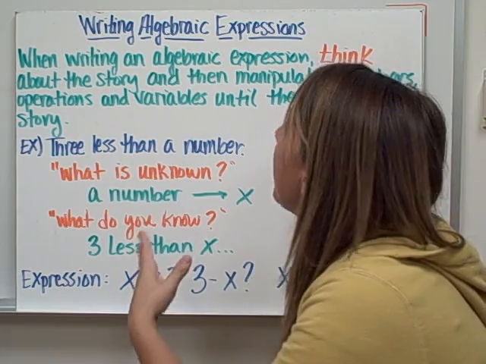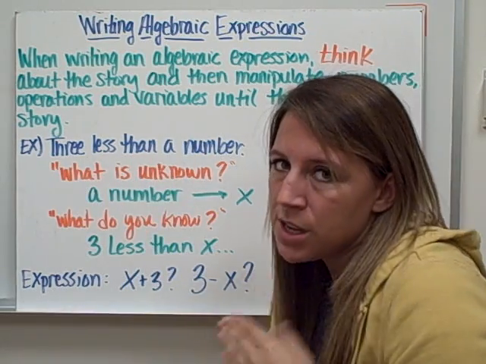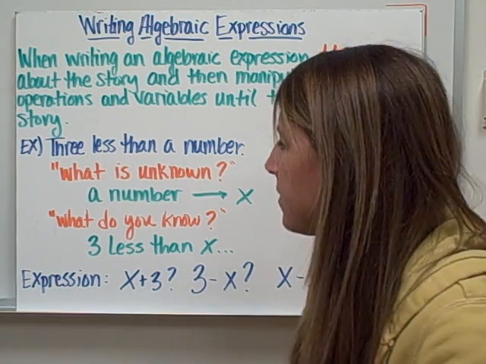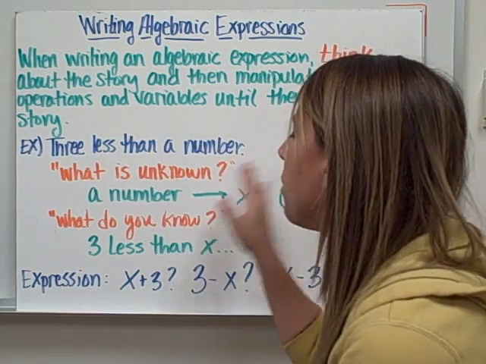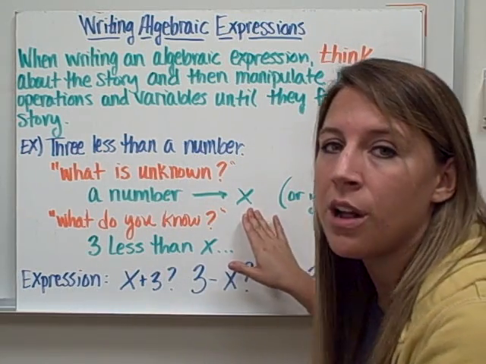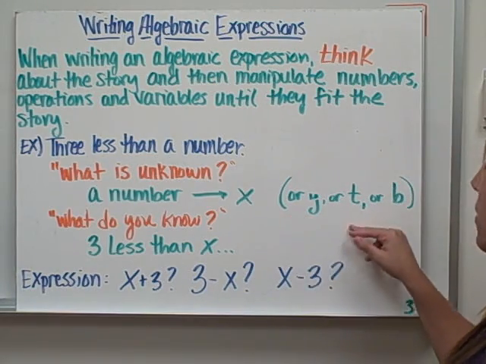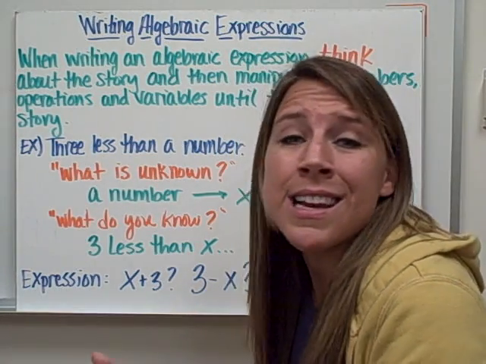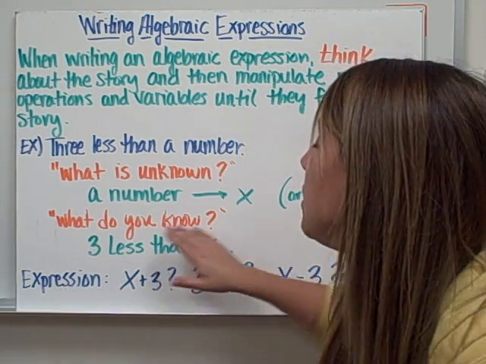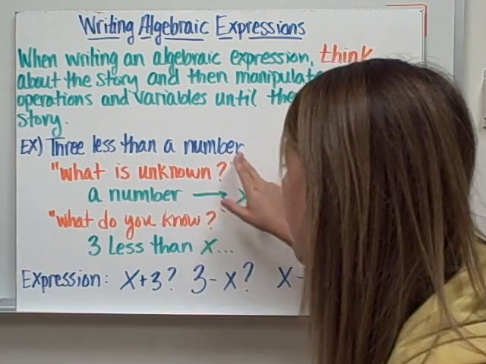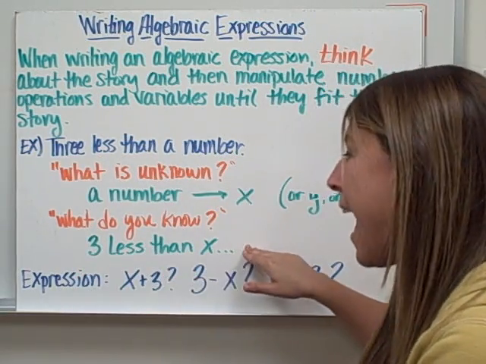If you were asked to write an algebraic expression for 3 less than a number, you have to go through a thought process. Well, what is unknown? A number. We don't know what that number is, so we can give it a variable. I immediately think of x, but I put a note on here. You can use y or t or b. In an instance like this, it doesn't matter what variable you use to represent that unknown. Well, what do you know? 3 less than a number. We've already said the number is x, so we know that it's now 3 less than x.